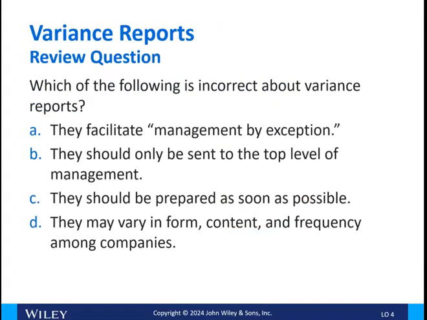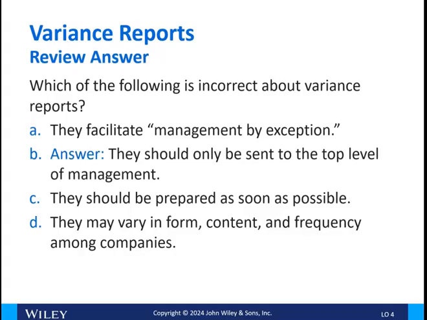So a review question on variance reports: which of the following is incorrect about variance reports? So 3 of these are correct, 1 is incorrect. And the incorrect answer is that they should only be sent to the top level of management. Should go to the appropriate level, and the appropriate level being who would be responsible for the variances, and then the different levels above that as well.